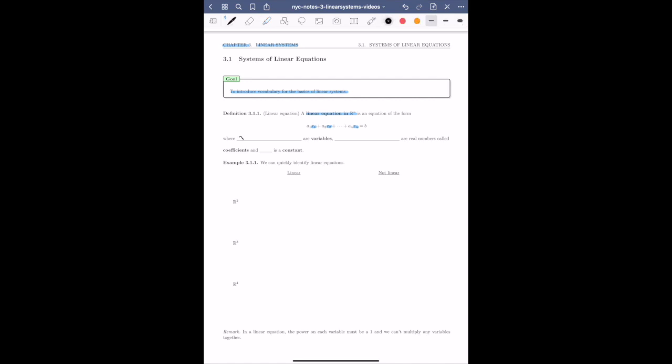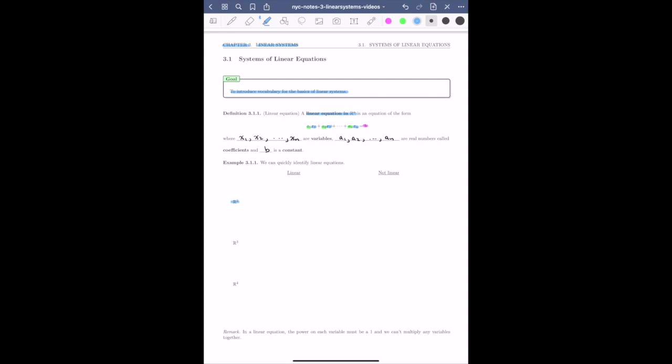Here, the letters x1, x2, through xn are the n variables of the linear equation. Each variable is multiplied by a real number that we call a coefficient. So the numbers a1, a2, through an are real numbers called coefficients. And finally, on the right-hand side of the equation, we have the number b, which is a constant. Okay, let's look at some examples.